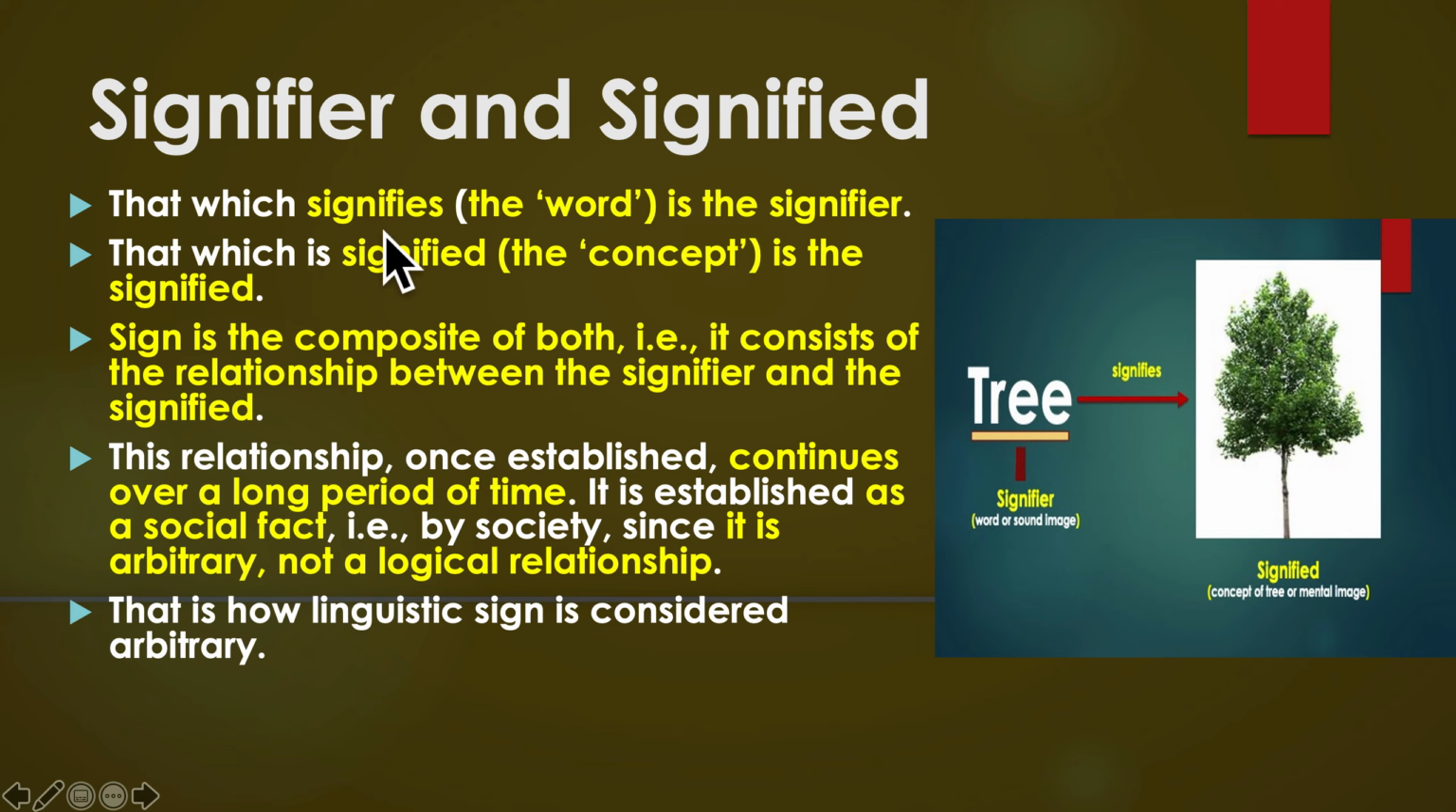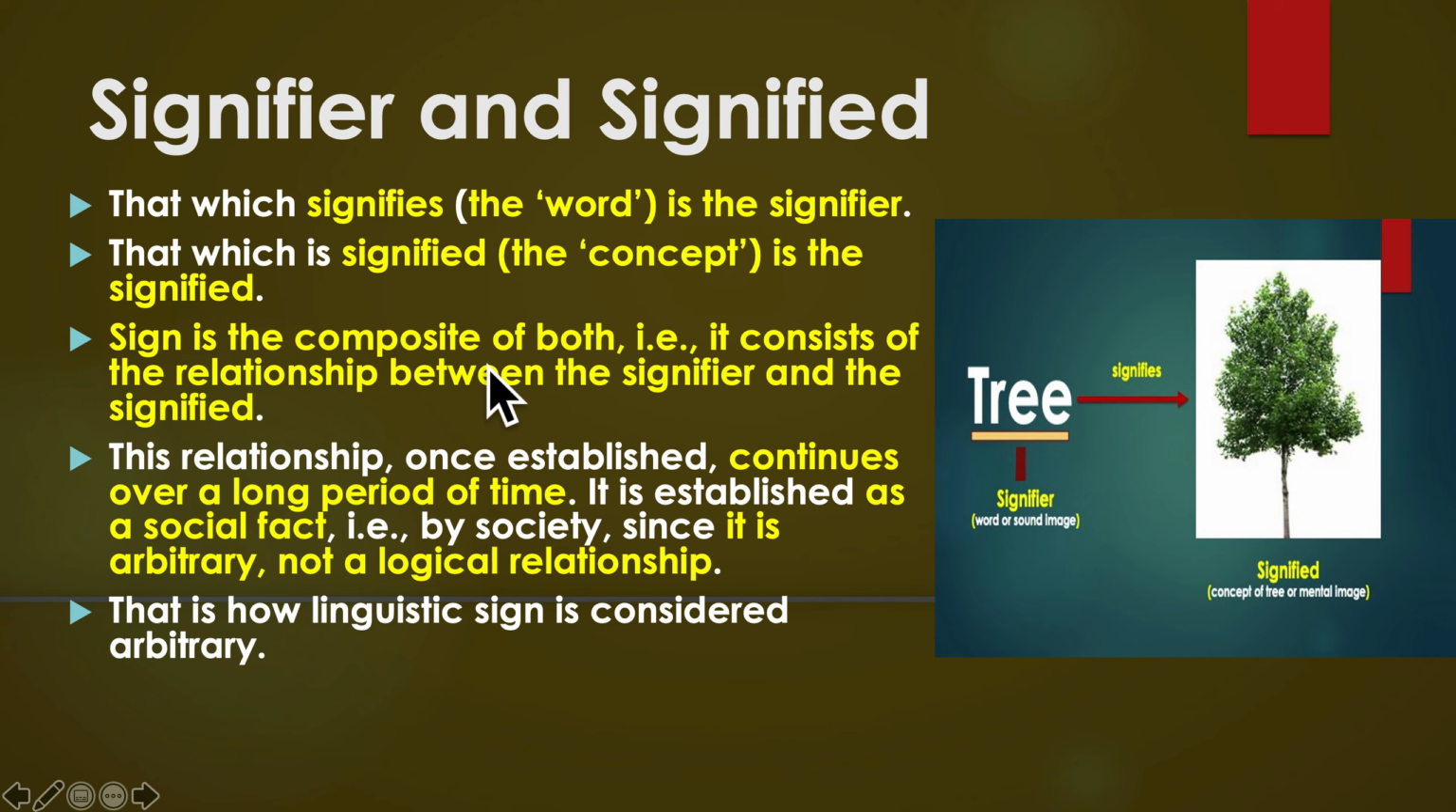That which signifies, the word, is the signifier. Look, this word signifies. So this word is the signifier. Look, word or sound image. That which is signified, the concept, is the signified. Look, this is signified. This object is signified. So that which is signified, the concept, this is the concept of tree, mental image.